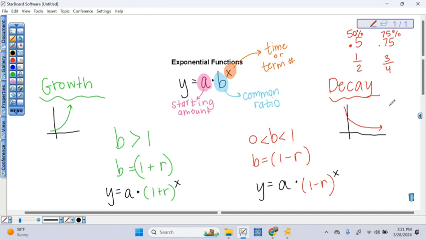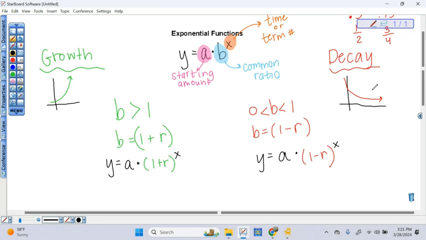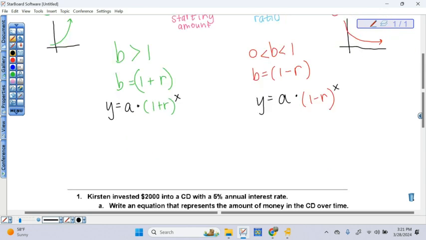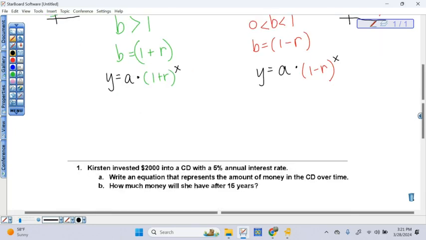All right, so let's look at these two examples. I'm going to do these two problems with you on this side of the paper, and then you're going to do the back on your own. So the first one, we have Kirsten, and she invested $2,000 into a CD with a 5% annual interest.